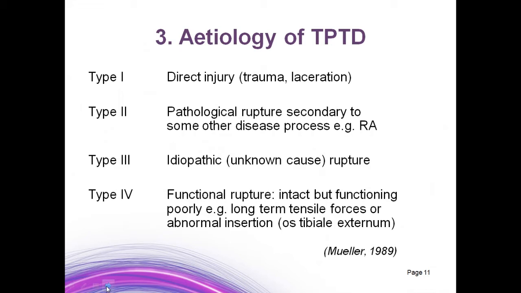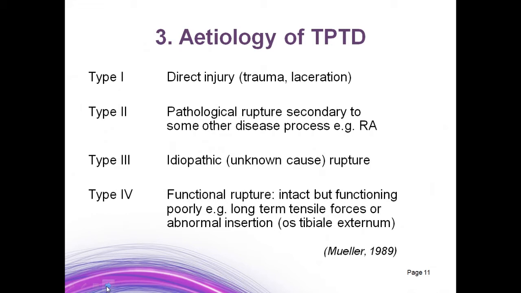Type 2 is where the rupture takes place and it's secondary to another disease process, and rheumatoid arthritis is one that's often associated with this type 2 cause of tibialis posterior tendon dysfunction. Type 3 is where the tendon ruptures of unknown cause, and this is known as an idiopathic rupture.